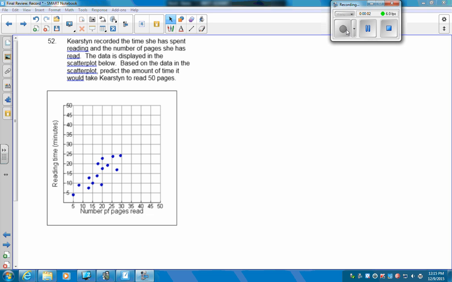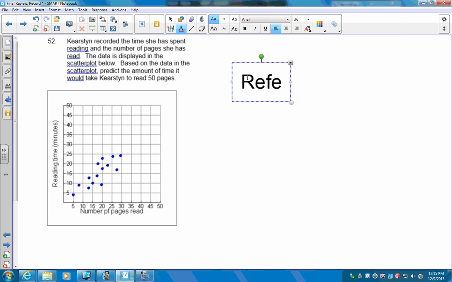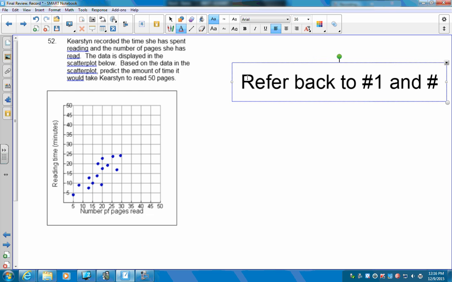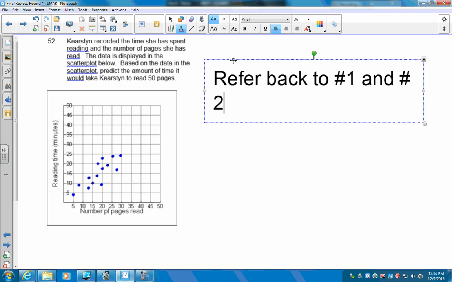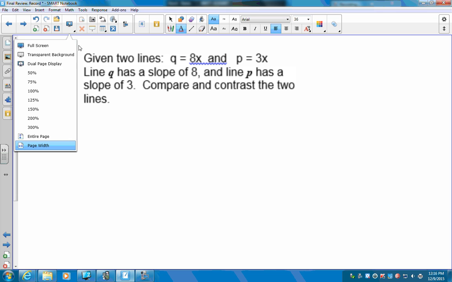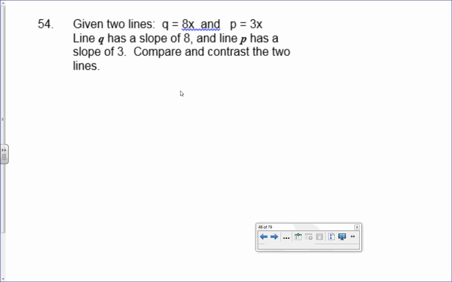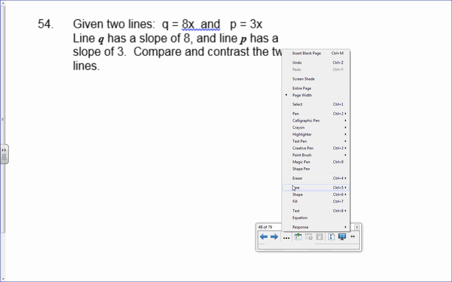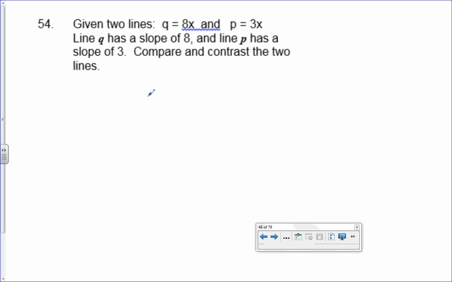The next question we are doing is number 52, but we already did a couple questions like that, so please refer back to number 1 and number 2, and I believe there was also a third on your review like this. The next one we're doing is number 54. We're given two lines, y equals, or in this case, q equals 8x, and y equals 3x.